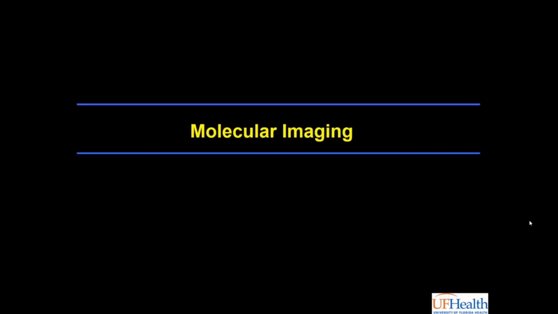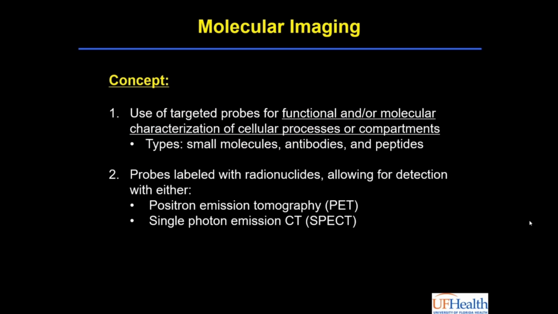Now I'm going to move into molecular imaging. What's the concept behind this? This is the use of targeted probes for functional and/or molecular characterization of cellular processes or compartments within cells. We can use small molecules, antibodies, or peptides as the probes that we're targeting within the cells. These probes can be labeled with radionuclides, which allows us to detect them with modern imaging, whether it's PET scan imaging or single photon emission CT, which is called SPECT.